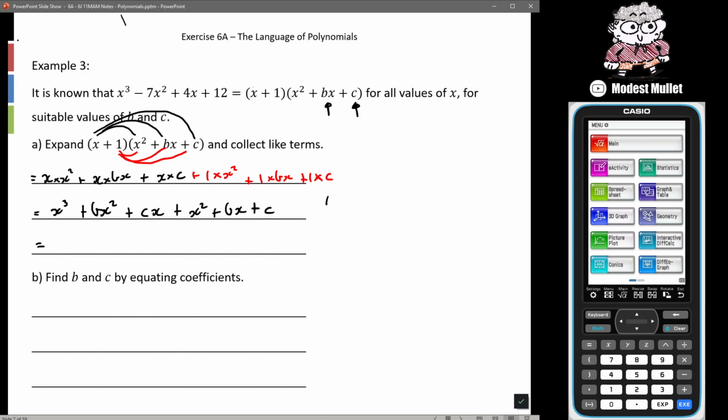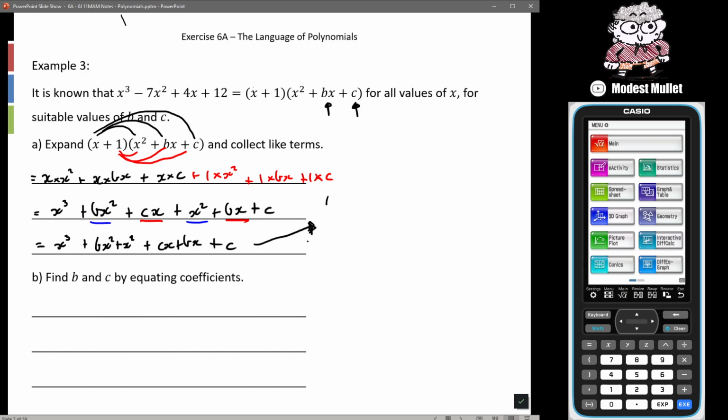So now we just want to collect our like terms. So let's have a look at what we can see. There's only one x cubed term, so that's fine. That's by itself. We have two x squared terms there and there. So we want to combine those, so we get plus bx squared plus x squared. And I'll show you how we can take a common factor out in a second. And we also have two linear terms, so power of 1, so we get plus cx plus bx, and then plus c on the end.